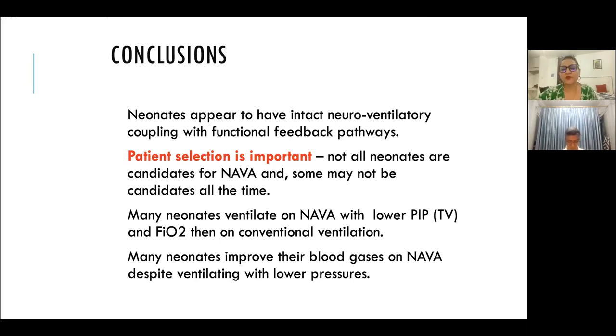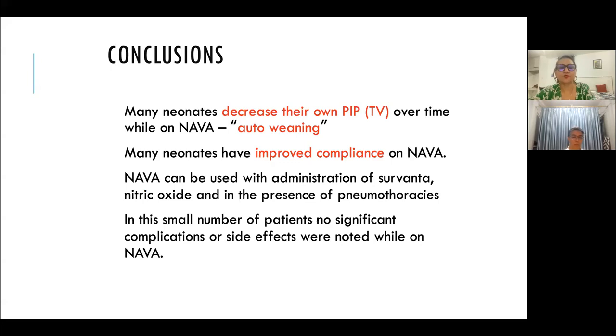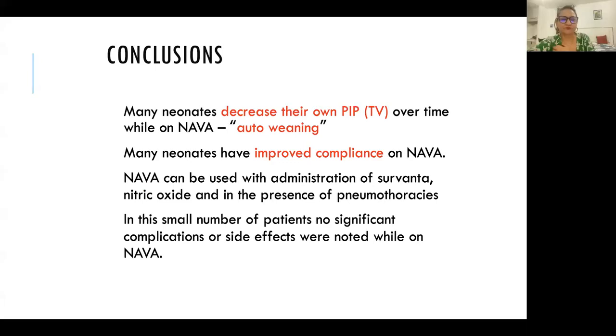And many neonates ventilate on Nava with lower PIP and FiO2 than when they are being ventilated on conventional ventilation, which we saw in those examples, the PIP had come down. And with those lower pressures itself, the blood gases are improving. Many of these babies decrease their own PIP and tidal volume over time while on Nava. This is auto weaning, because their EDI will start improving. And many neonates have improved compliance on Nava.